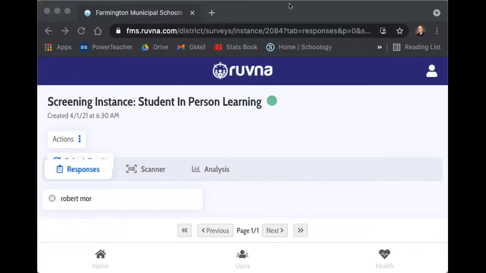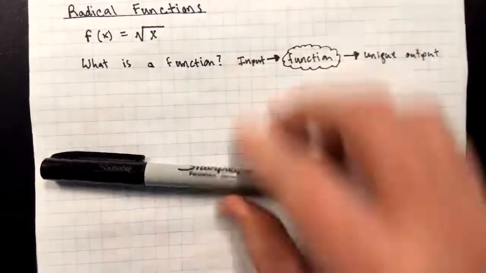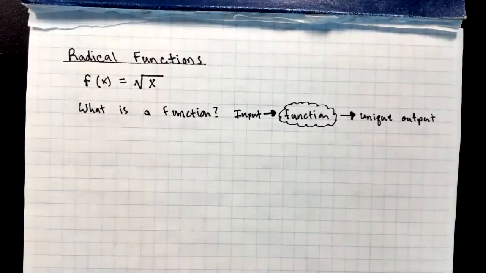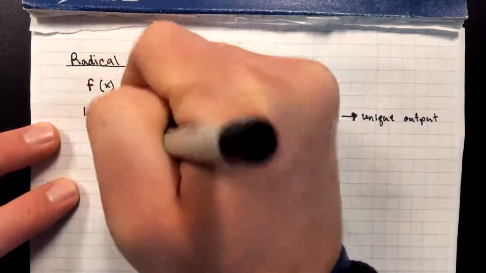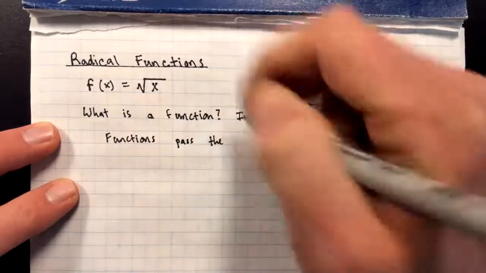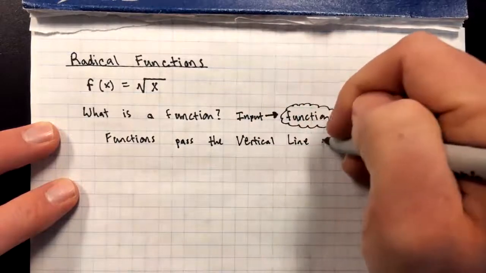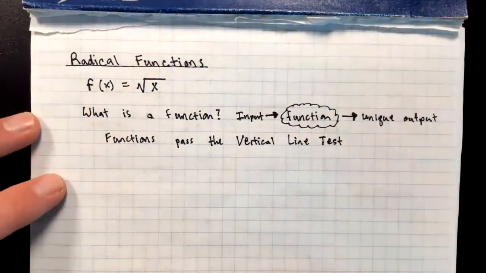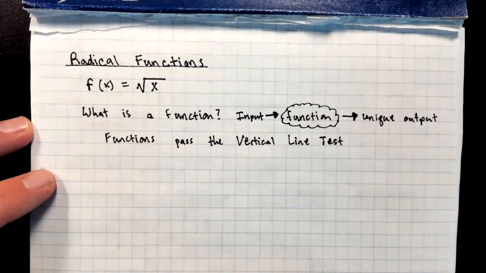So the easiest way to really determine whether something is a function or not is this thing called the vertical line test. You might have done this before at some point in your academic careers. Functions always pass. Functions have to pass the vertical line test.